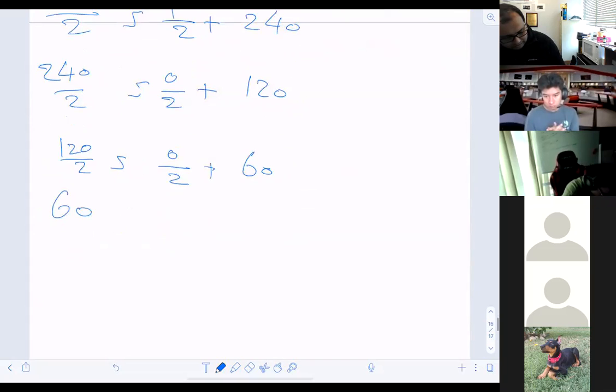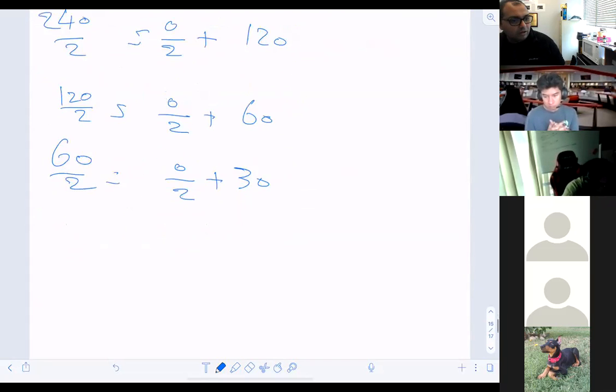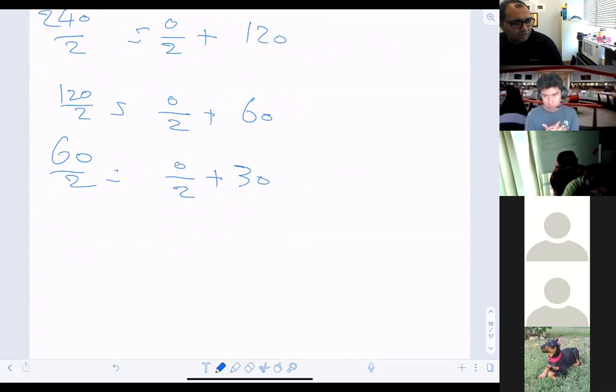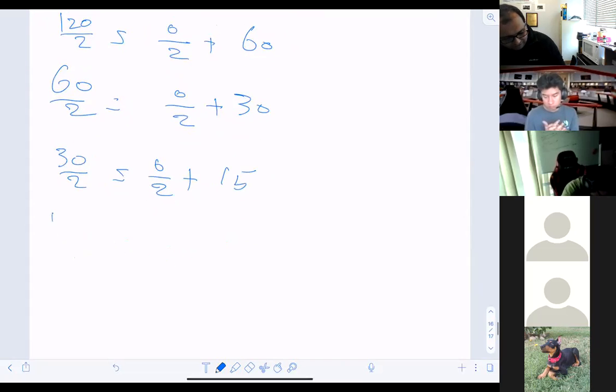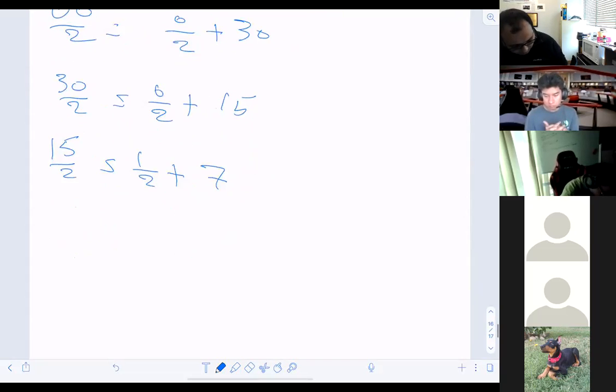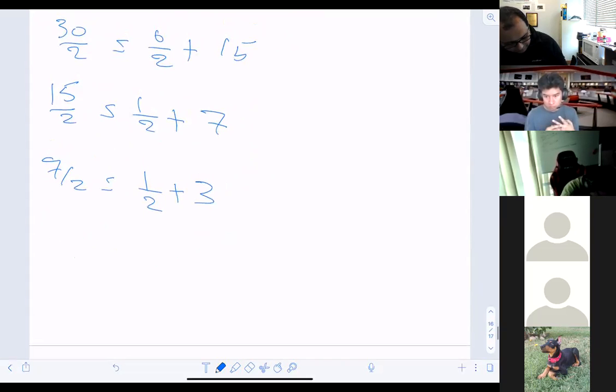Then I take 60 divided by 2. It's going to be 30 and nothing there. Then I can continue, right? So 30 divided by 2 is 15 and nothing here. Now 15 divided by 2 is going to be what? 7.5. So you're talking about half plus 7. If you take 7 divided by 2, it's going to be 3.5. And then if you take 3 divided by 2, it's also going to be 1.5.